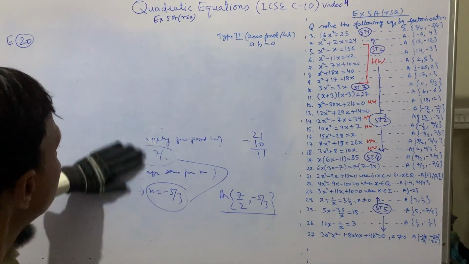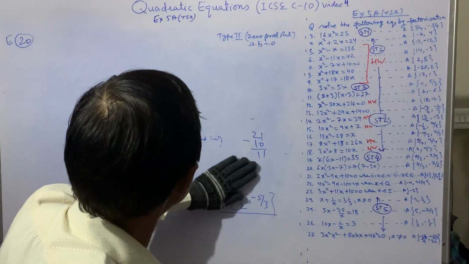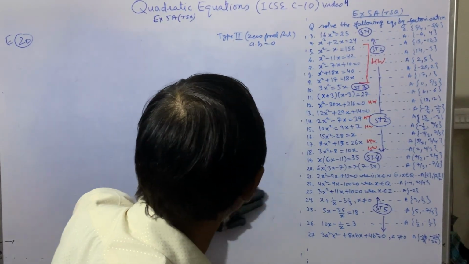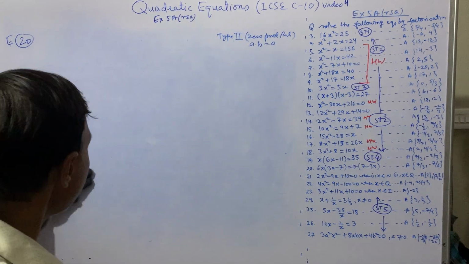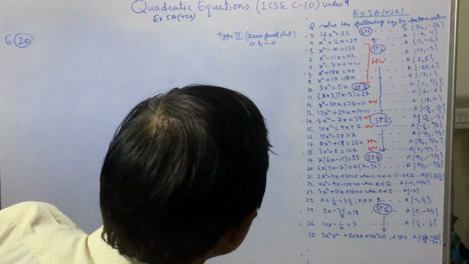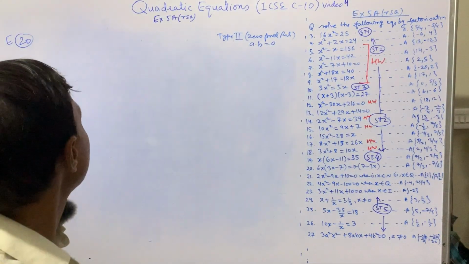So a dot b is equal to 0. Whenever it is a quadratic, you can apply the zero product rule, but it should be in the form of a quadratic. After factorizing, the equation should be in the form a dot b is equal to 0. The factors should be in this form. Thereafter only we can apply the zero product rule.